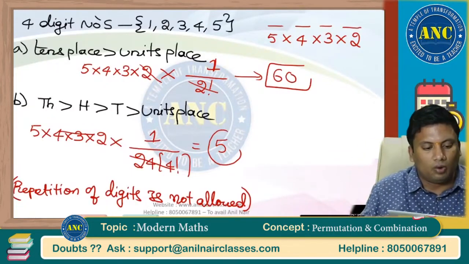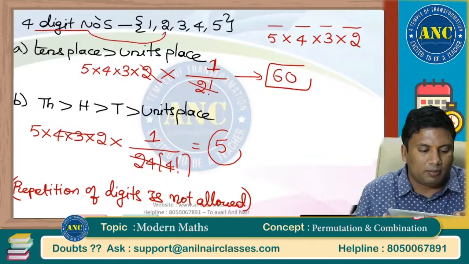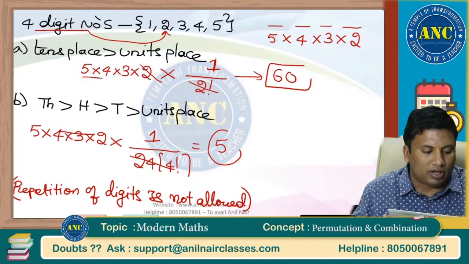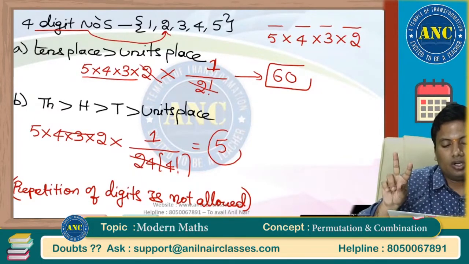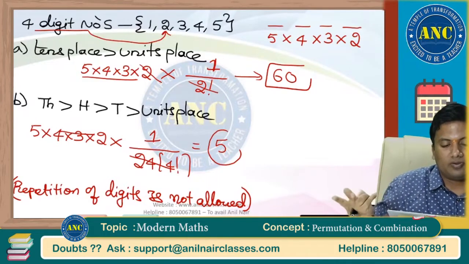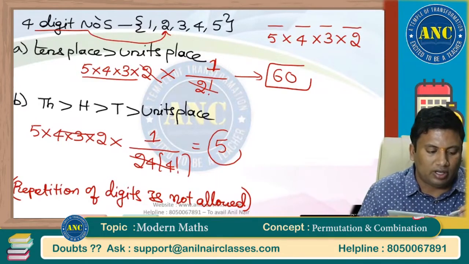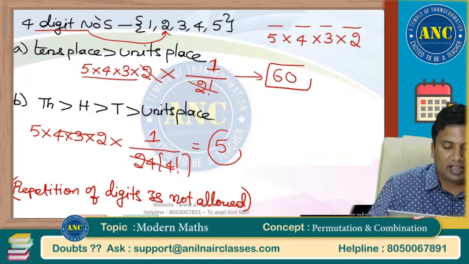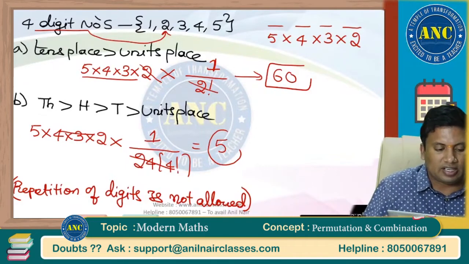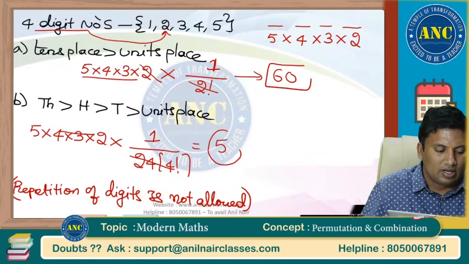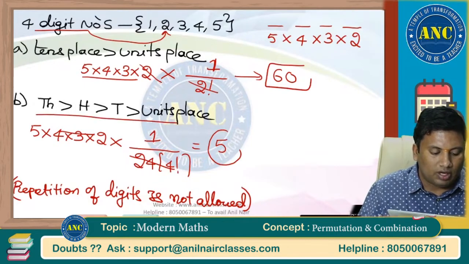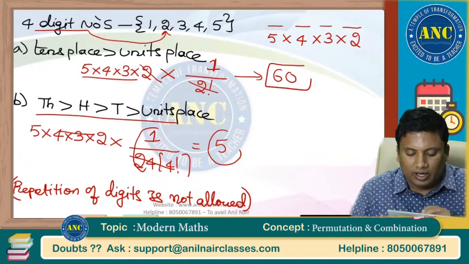So, how many 4-digit numbers can be formed from 5 digits? Total 120. Place values tens and units: 2 place values can be arranged in 2 factorial. 1 case tens place greater than units place, 1 case tens place less than units place. So, all of them greater means only 1 case will be there.